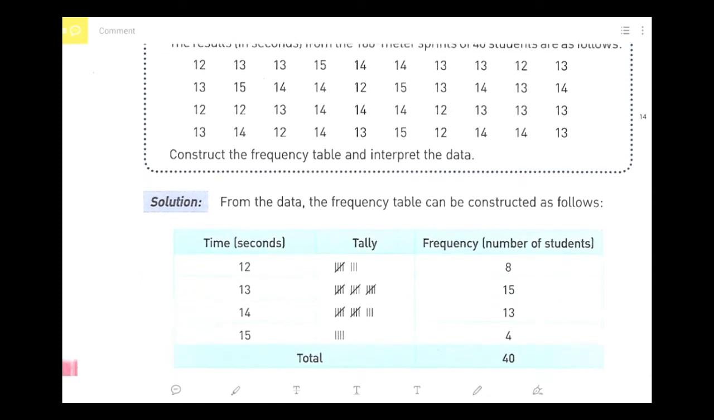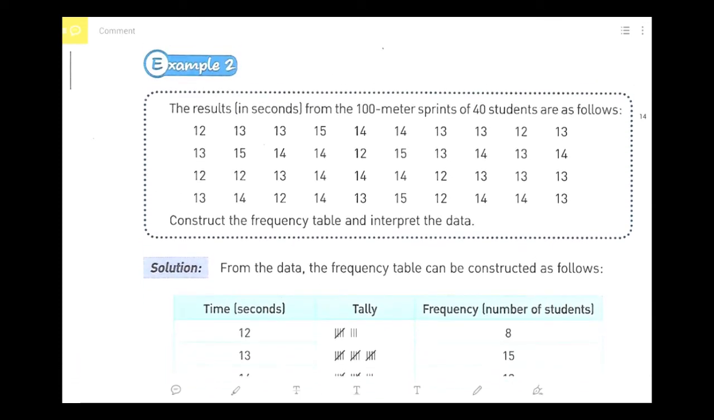How about this one, right? Again, you have the score of 40, not score, I'm sorry. You don't have the score, but you have the result in seconds from the 100-meter sprint. So the students came to sprint, run very quickly. It's 40 of them, and then we just have to record the time, right? Something like this one is 13 seconds, this one is 14 seconds, 13 seconds, 14 seconds, like that.